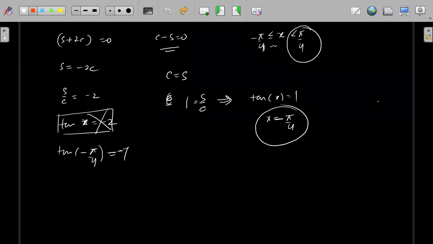Okay. So now the next question is this one. This question: the repeated root of the equation.